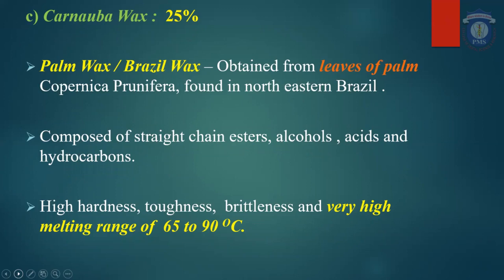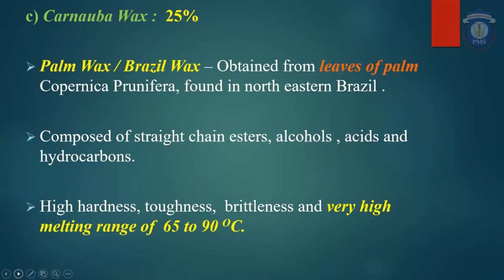So now another major component is the carnauba wax. Up to 25% is added. Carnauba wax, or palm wax or Brazil wax, is obtained from the leaves of the palm Copernicia prunifera, that is found in northeastern Brazil. It is also composed of straight chain esters, alcohols, acids, and hydrocarbons.